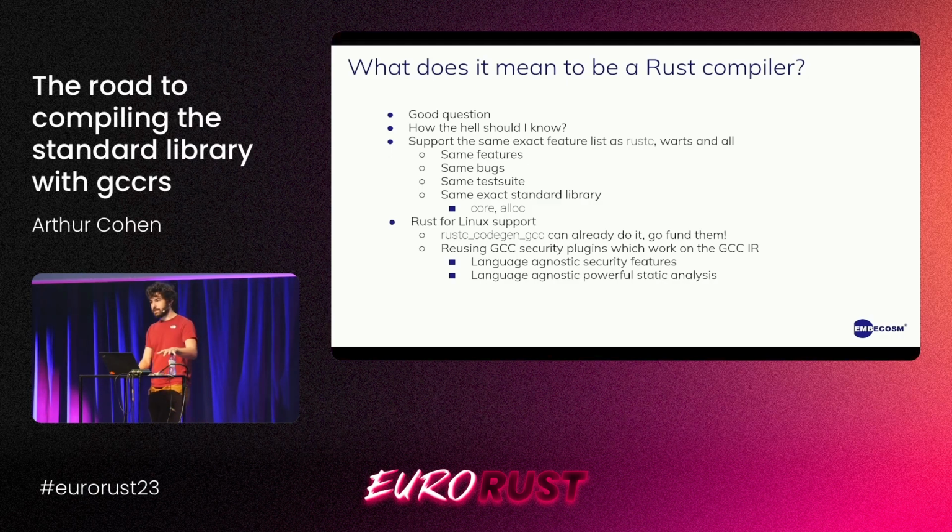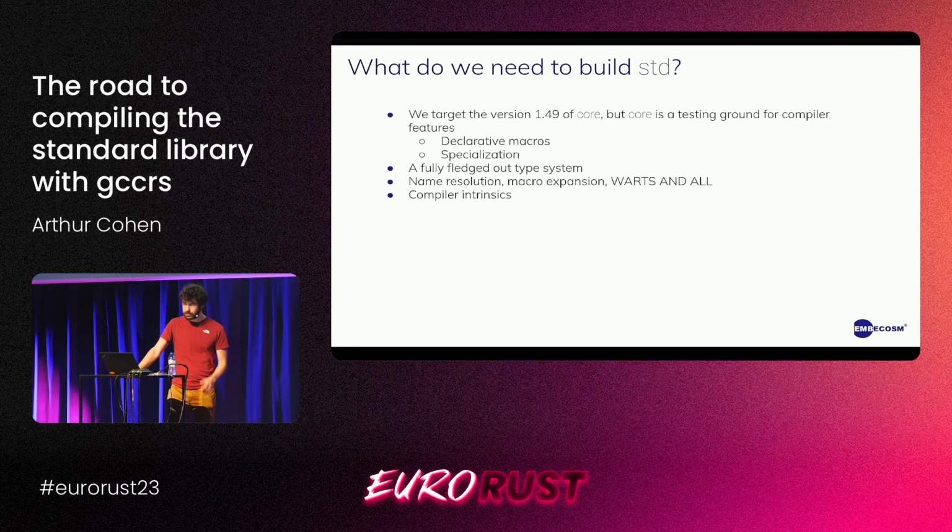And we have started doing that on some small parts of core, the parts we can compile, trying to see if we can catch some logic bugs in the handling of file descriptors or memory allocations and so on. So, what do we need to build STD, the standard library?